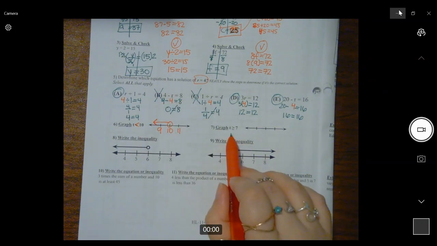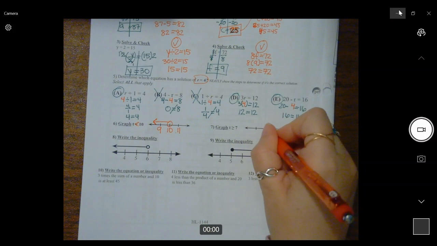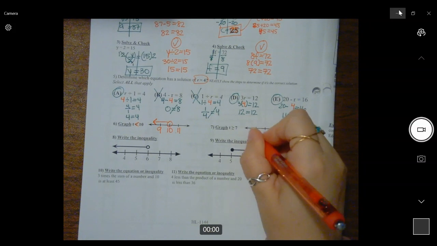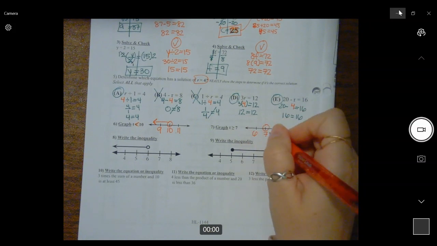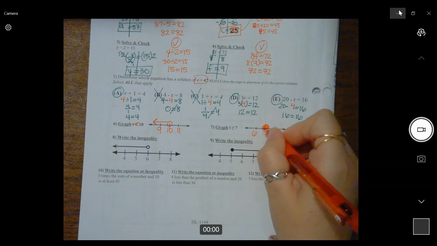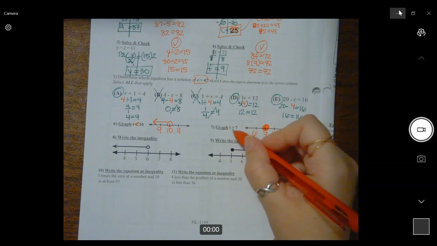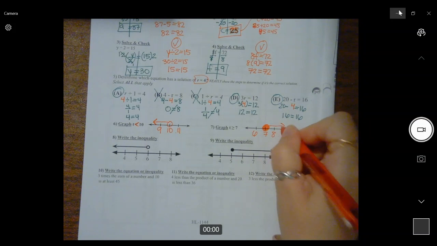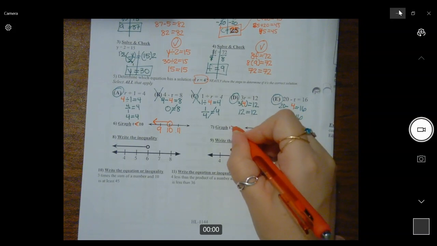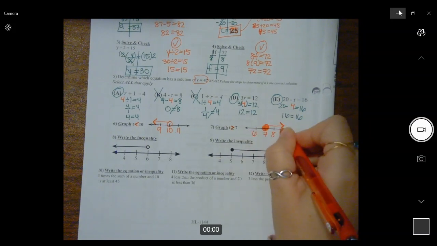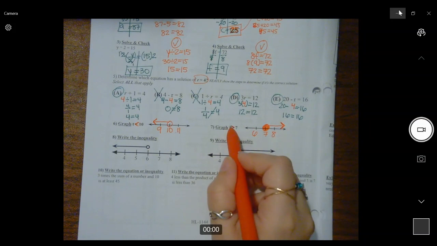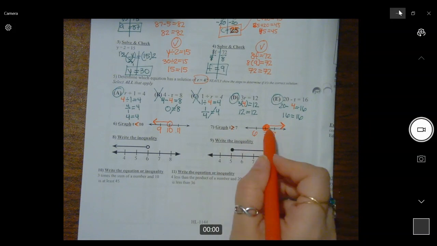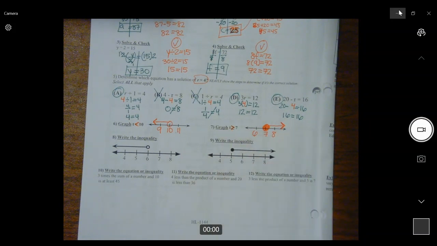Okay, here, the variable's on the left, so I'm going to put 7 in the middle. And should I leave it open or closed? I should fill it in, closed, because there's a line underneath, so it's or equal to. And which way? To the right, because my variable's on the left, this inequality matches the arrowhead right there. It's all the numbers greater than t, so greater numbers are to the right.